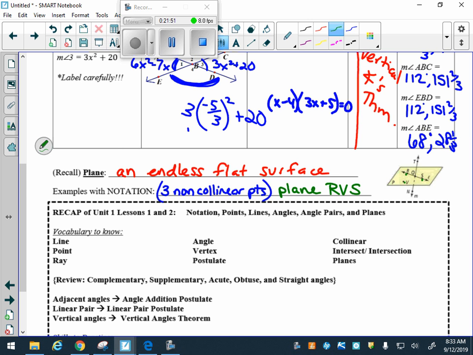Okay, good question. Why do they have to be non-collinear? Well, if you imagine we named this plane RQS, there are infinite planes that can go through RQ and S. Because I could slice a plane going through that way, right? Kind of like slice it through there. And then I could rotate that just a couple degrees and slice another one, slice another one, slice another one.